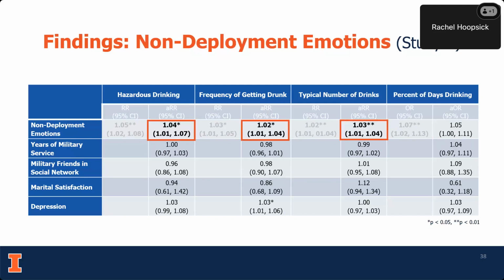After controlling for some factors that might confound the relation between non-deployment emotions and alcohol use, including years of military service, the number of friends that the soldier identified in their social network who are also in the military, the soldier's marital satisfaction, and their depressive symptoms, we still see that greater non-deployment emotions were significantly associated with hazardous drinking, the frequency of getting drunk, and the typical number of drinks consumed during a typical drinking episode.